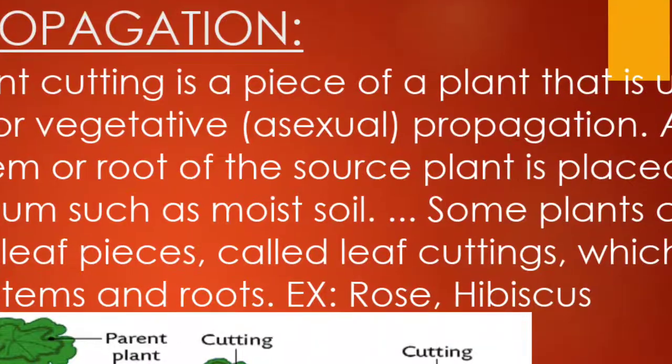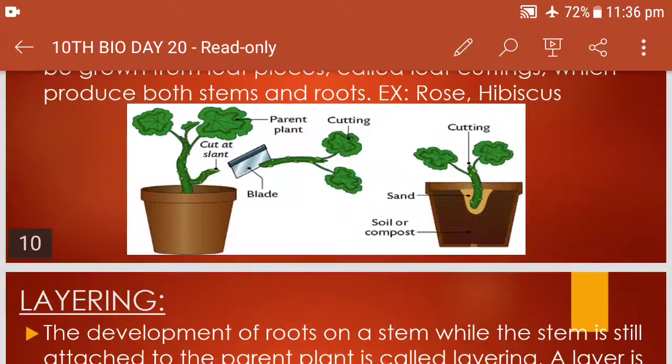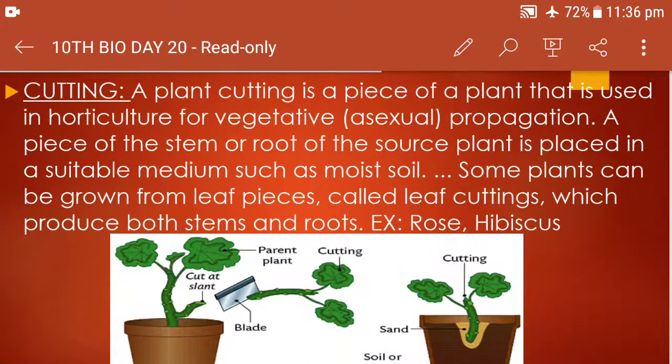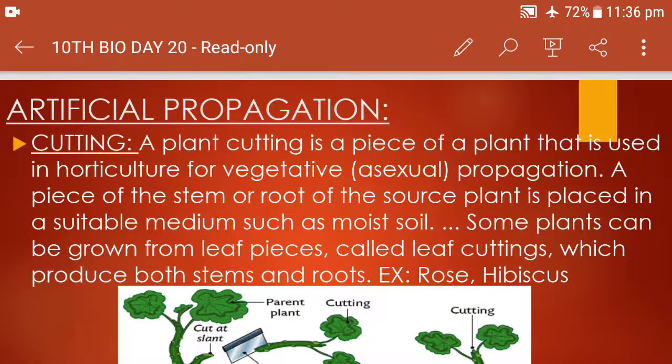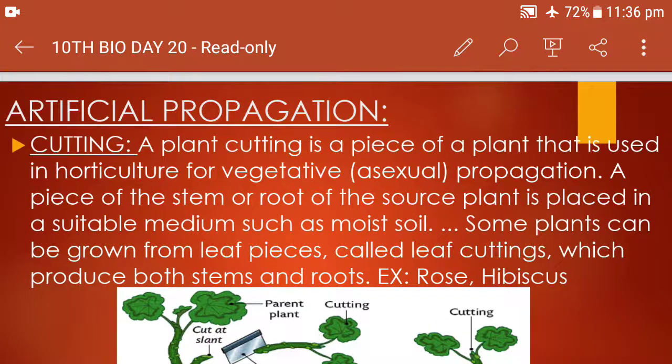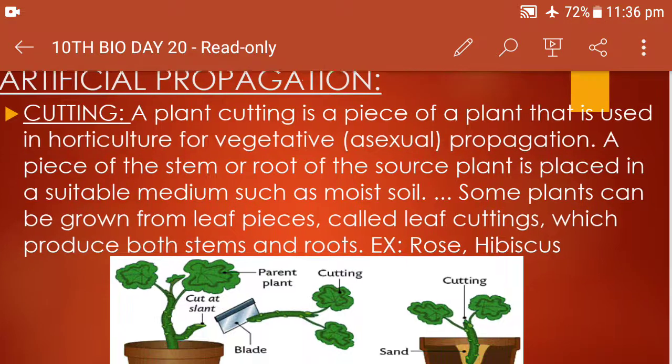Now, so far we have seen the natural vegetative propagation. Now I am going to talk to you about the artificial propagation. In artificial propagation we shall do cutting, layering, grafting and also spore formation. Now first is the cutting.